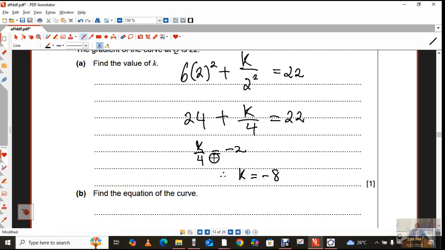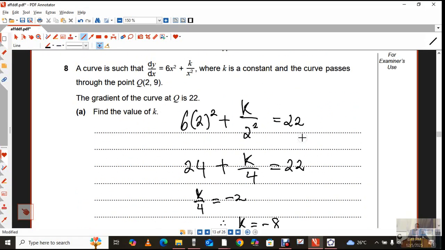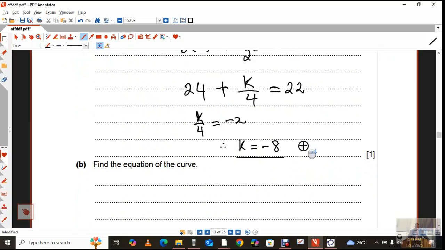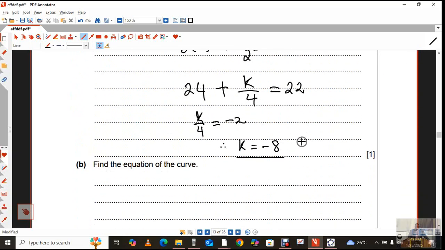That's it. Bear with me. Make sure that you understand. Okay. Now they are asking us to find the equation of the curve. Right. So if we know the derivative and we want to find the equation of the curve, we have to do the antiderivative. And the antiderivative means we need to integrate.